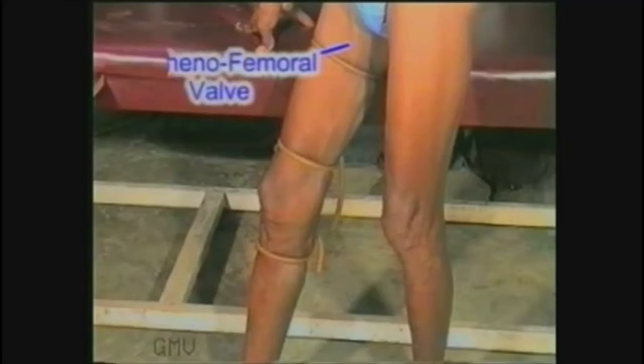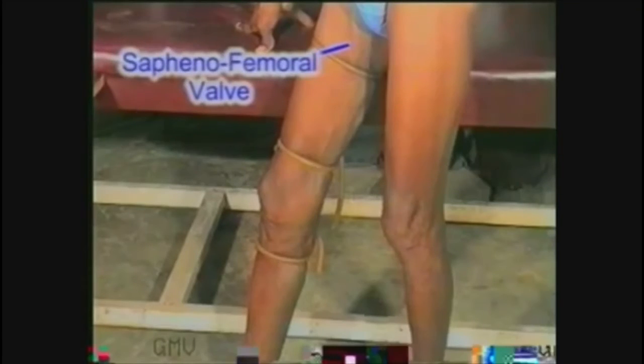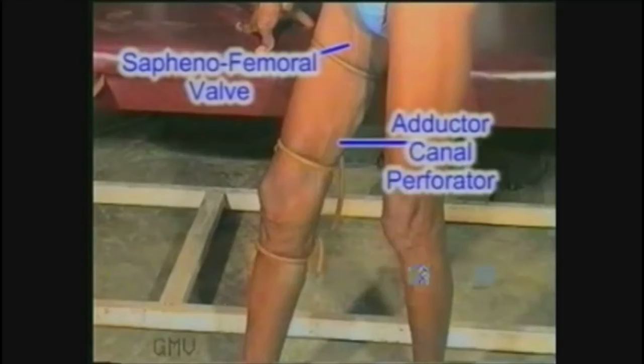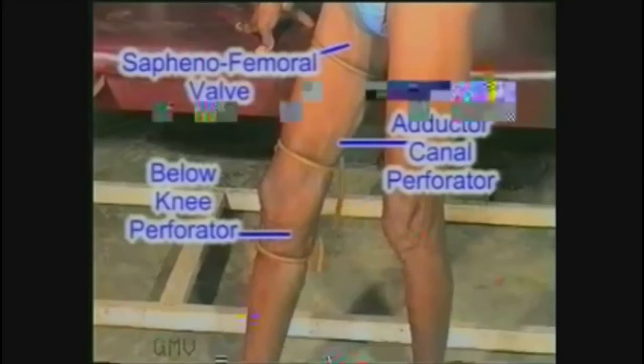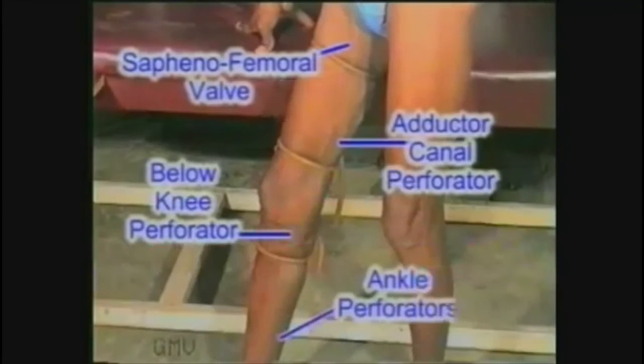Now apply 3 rubber tourniquets, one just below the saphenous opening, second just above the knee, and third just below the knee. This divides the long saphenous vein into 4 segments, each with one constant perforator. The saphenofemoral valve above the first tourniquet, the mid-thigh perforator in adductor canal between the first and the second tourniquets, the below-knee perforator between the second and third tourniquets, and the ankle perforators below the third tourniquet.